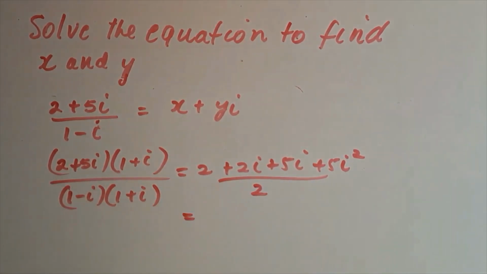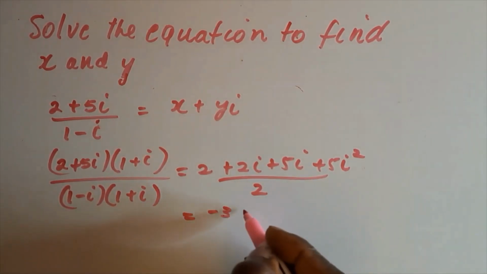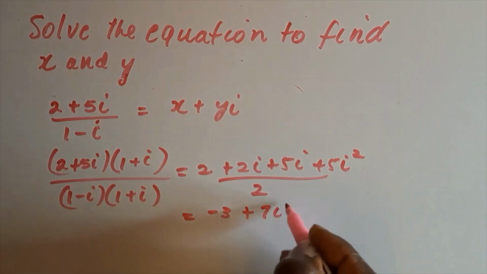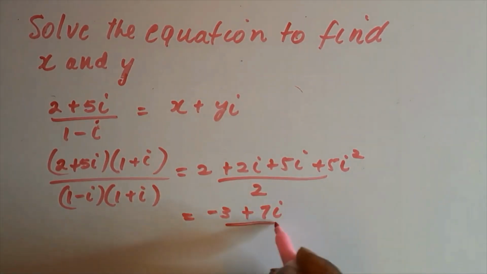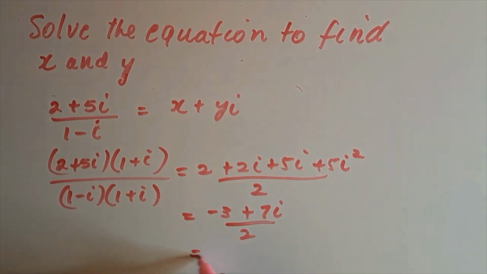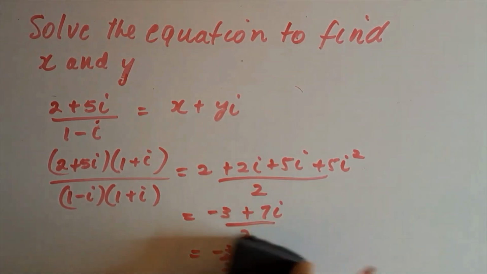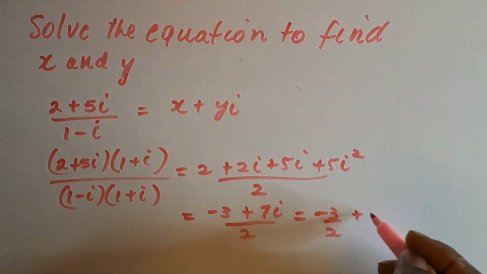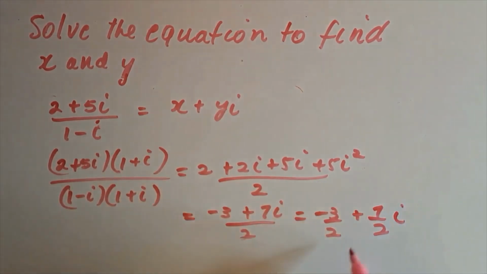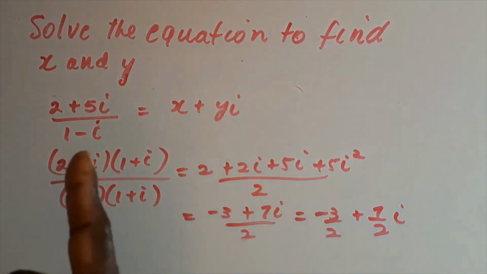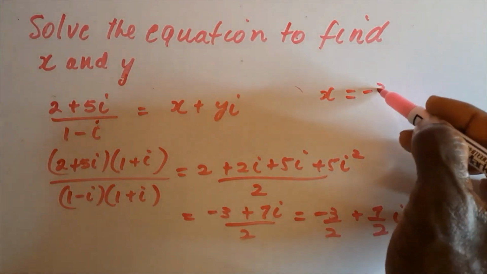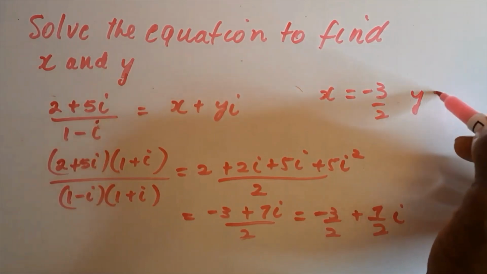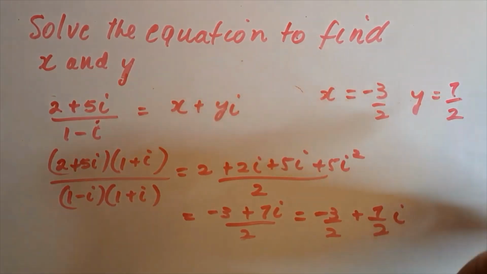If we simplify the numerator, we have minus 3 add 7i over 2, which we can write as the real part minus 3 over 2 and the imaginary part 7 over 2, which gives us that x is equal to minus 3 over 2 and y is equal to 7 over 2.